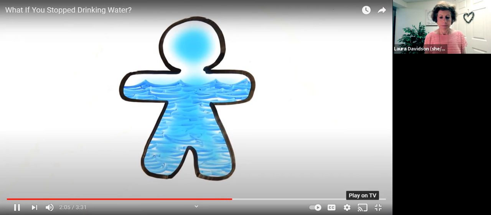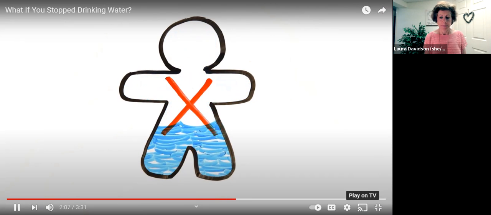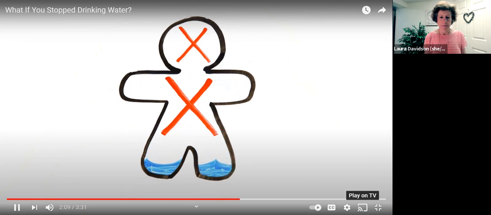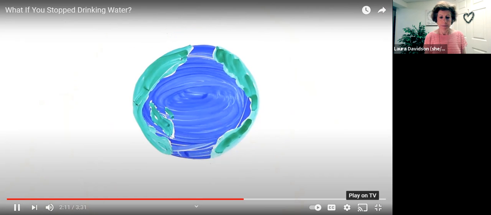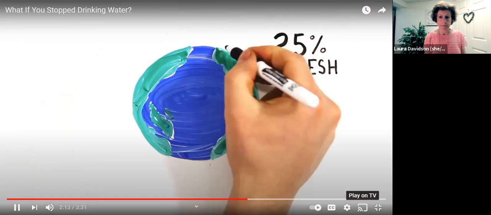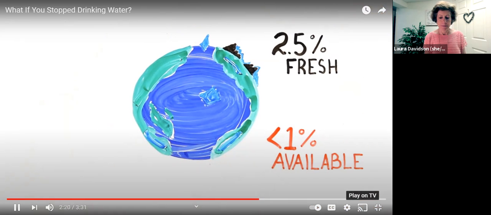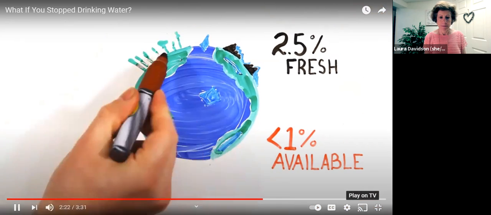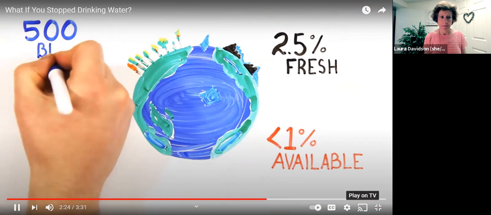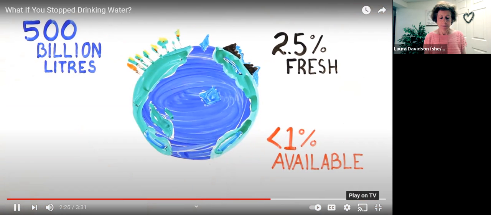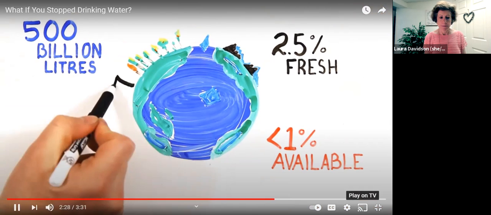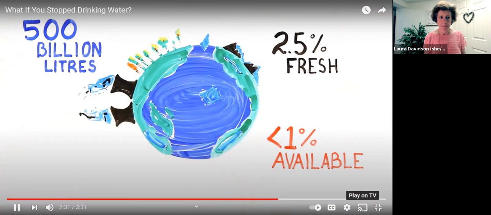Beyond 3 to 5 days without water, and your body will begin to shut down its organs and eventually the brain. Of course, unlike the plentiful oxygen we breathe, only 2.5% of all Earth's water is fresh, most of which is locked up in glaciers, ice caps, and underground lakes known as aquifers, leaving less than 1% available for drinking. And most of this water is actually used to grow crops. Approximately 500 billion liters of fresh water is used daily for agriculture in the USA alone, with another 500 billion liters to cool electric power plants.